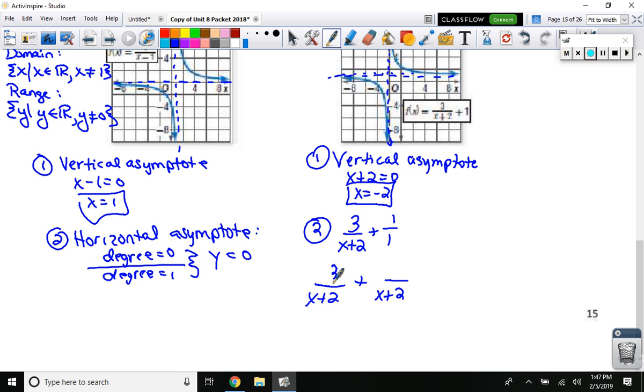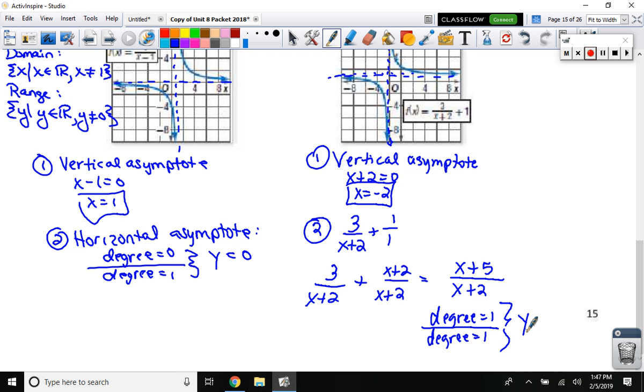Didn't change anything here, so it's the 3. Multiply top and bottom by x plus 2. Common denominator x plus 2. Add my numerators. X plus 5, right? Now I go to do my rule. What's the degree of the top? 1. What's the degree of the bottom? 1. The degrees are the same. What do I do to find my horizontal asymptote? Lead coefficients. What's the lead coefficient of the top? 1. What's the lead coefficient of the bottom? 1. So y equals 1 is the horizontal asymptote.